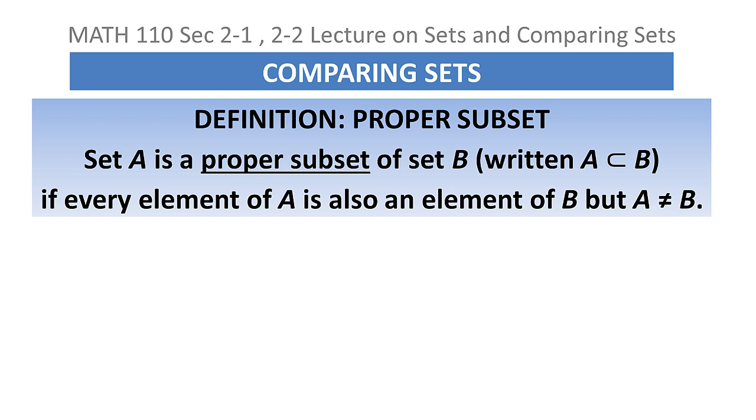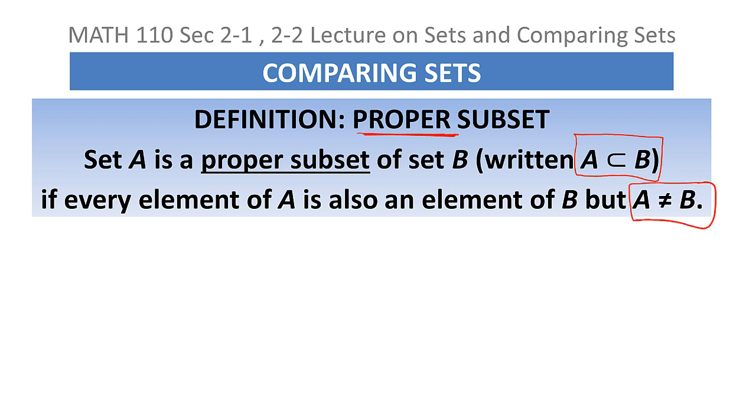Now, here's where you've got to put on your thinking cap and be careful. We just defined a subset. We're going to find now a particular kind of subset called a proper subset. A proper subset is a set, and the symbol is a sideways U without the underline, without the bar under it. Set A is a proper subset of set B if every element of A is also an element of B, but you don't have equality.